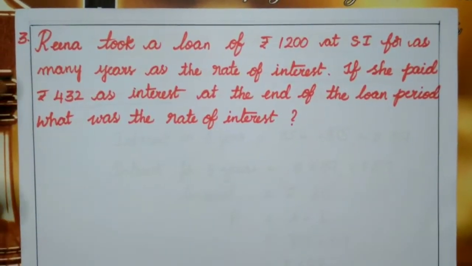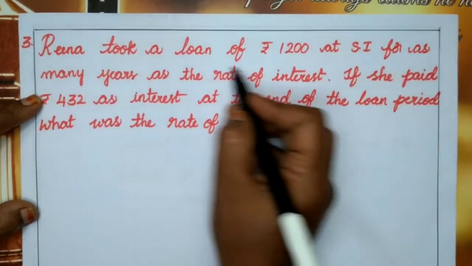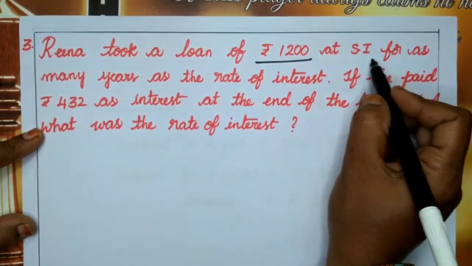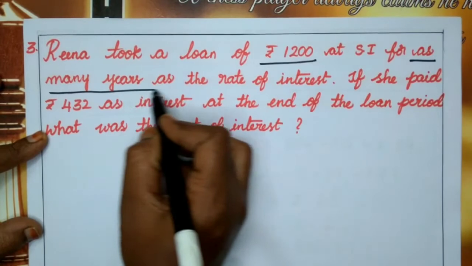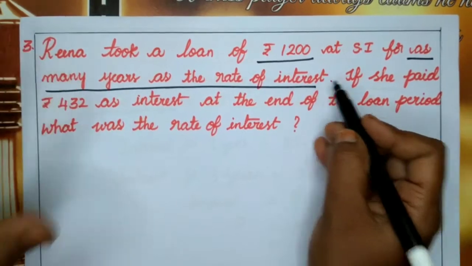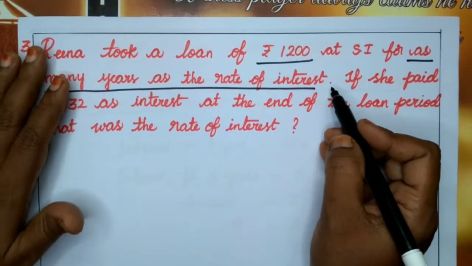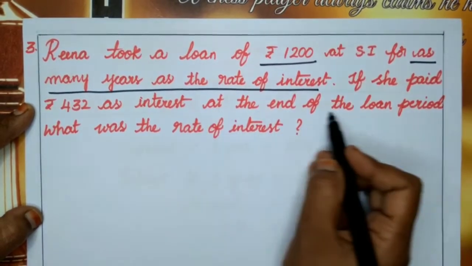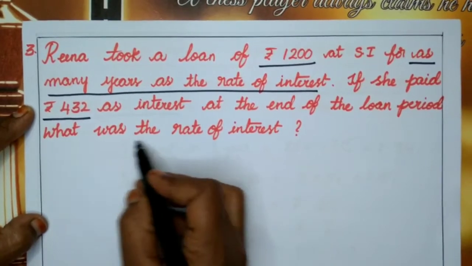Reena took a loan of 1200 at simple interest for as many years as the rate of interest. So she took a loan of 1200. Loan means this is the principal. At simple interest for as many years as the rate of interest. Here we have to underline a very important point: as many years as the rate of interest. That means the rate of interest and the number of years are both the same. If she paid 432 as the interest at the end of the loan period, so this is the interest. What was the rate of interest?